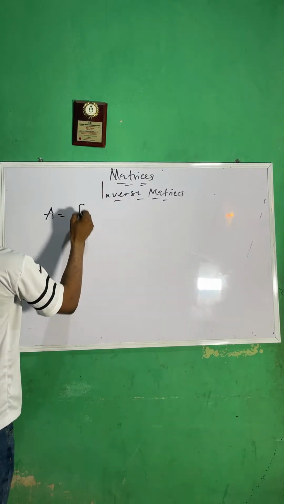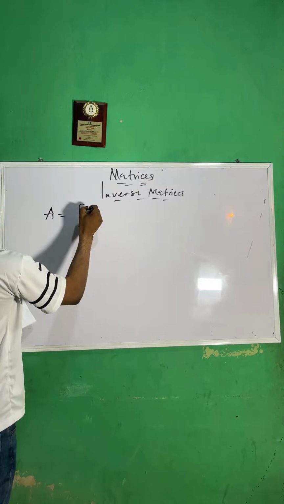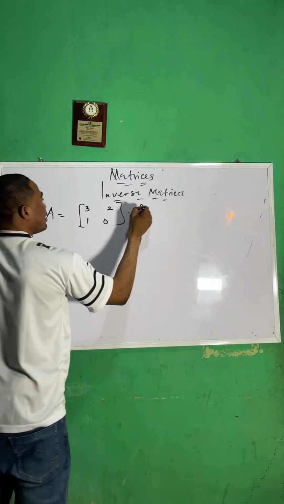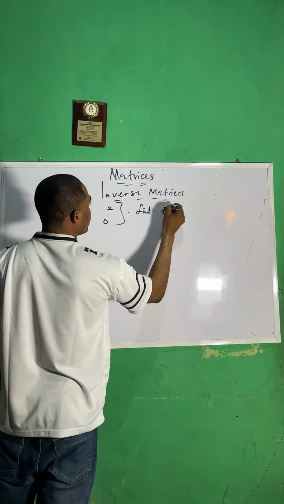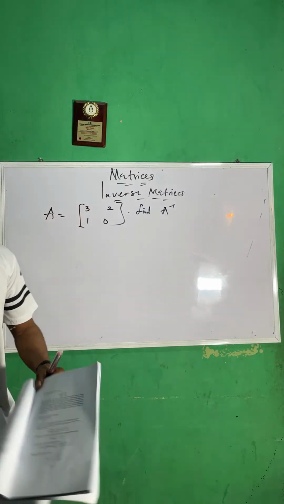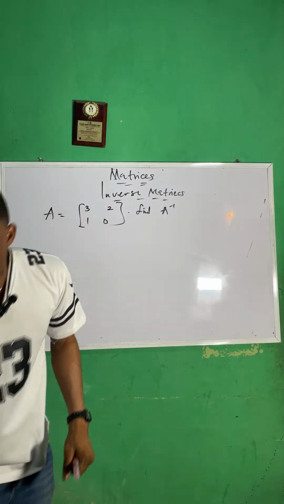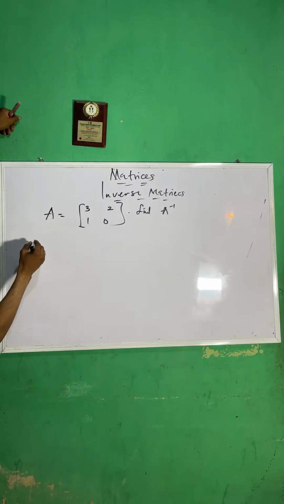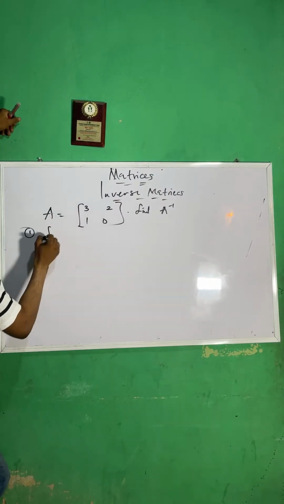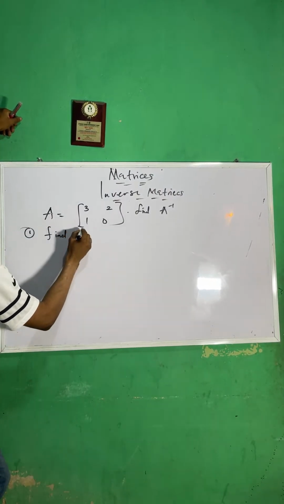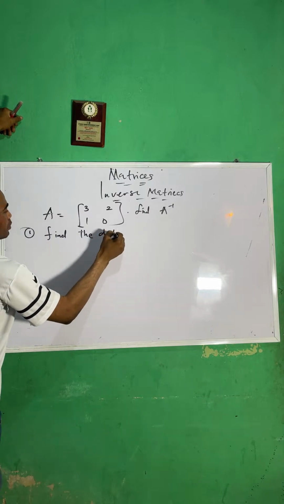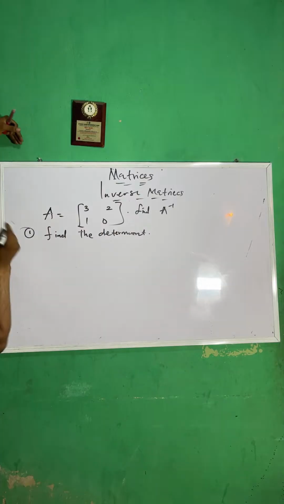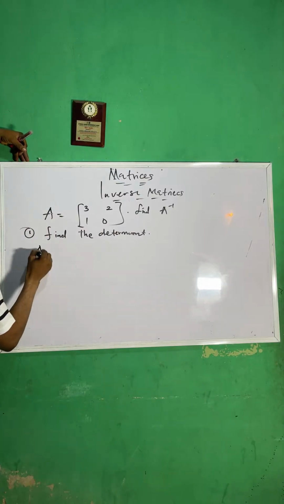We have matrix A as [3, 2; 1, 0], and we are asked to find the inverse. This one is very simple. The first thing I tell you to find for an inverse is the determinant. So rule 1 is that we need to find the determinant of A.